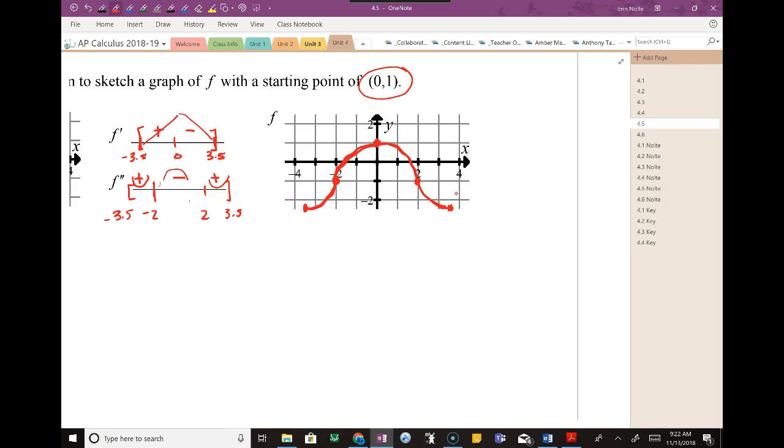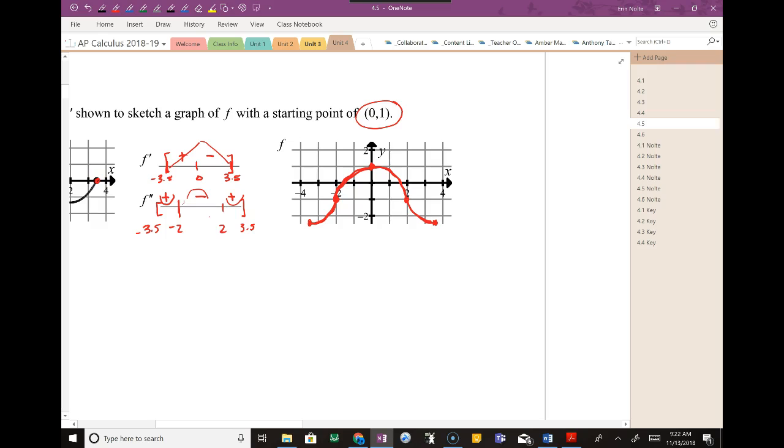How did we do on that? Did that make sense? Okay, so it does help to draw those number lines. I think those are really vital in doing that.